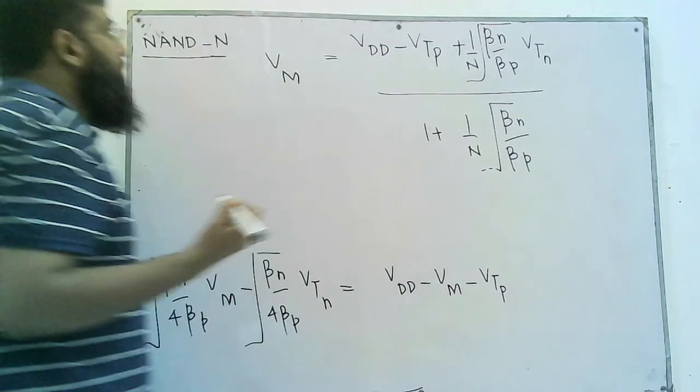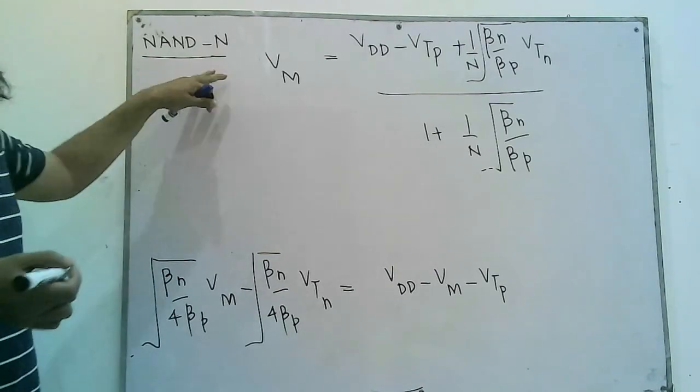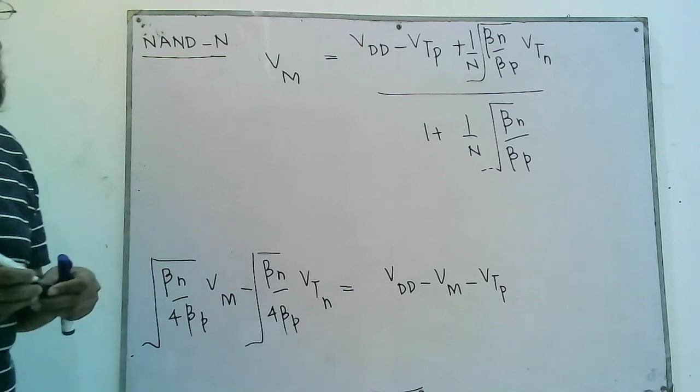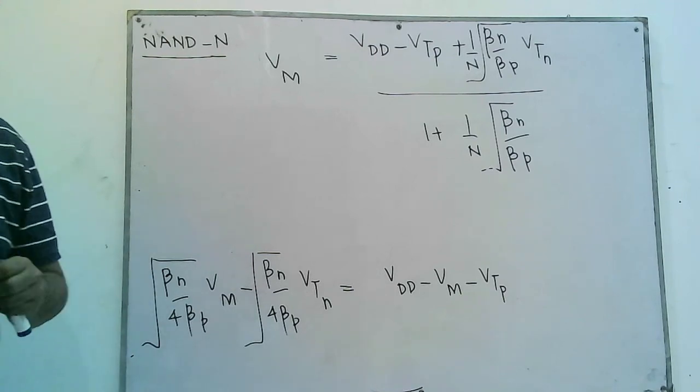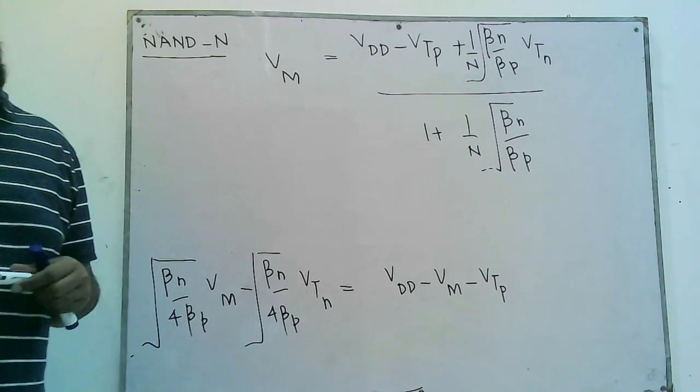That's all for this lecture. In the next lecture, we'll derive a similar expression for NOR 2, NOR 3, and NOR N. And then we'll move to the transient analysis for more complex logic circuits, just implemented using CMOS. Thank you.